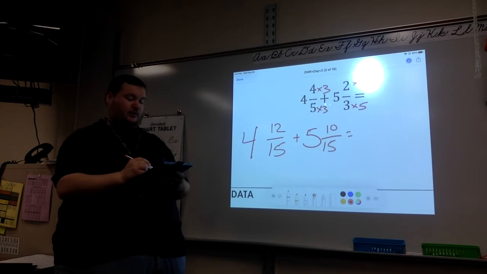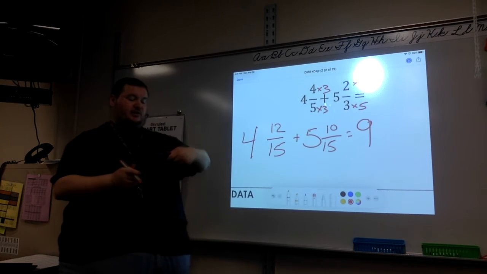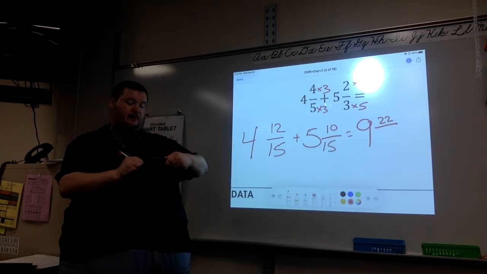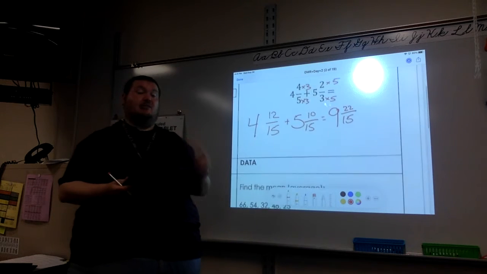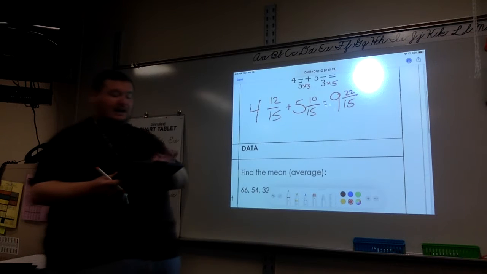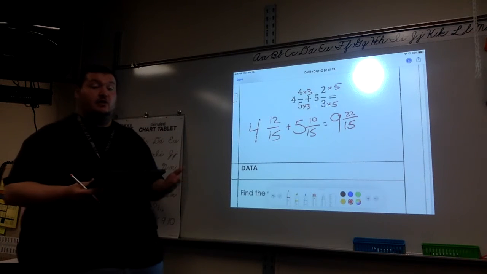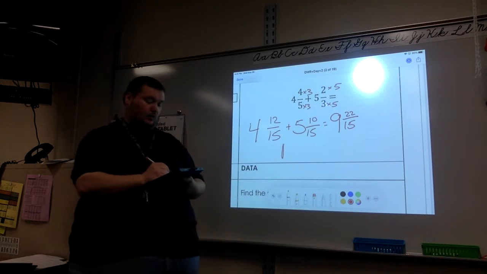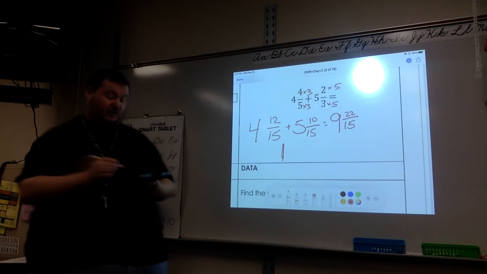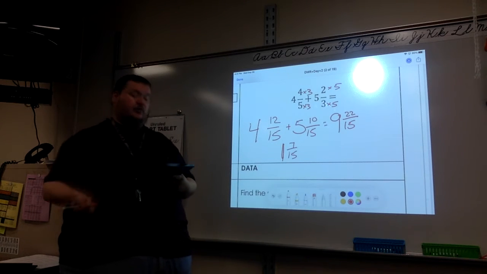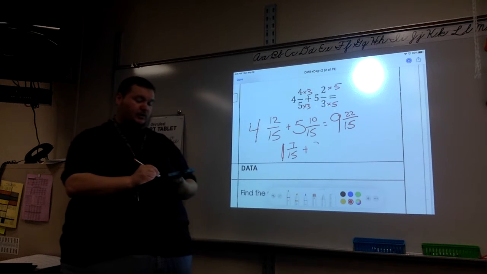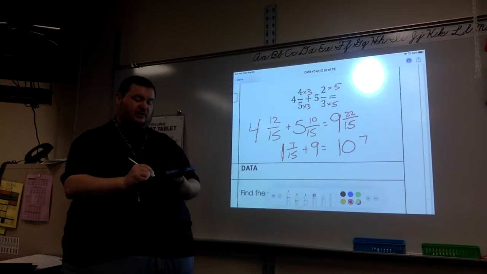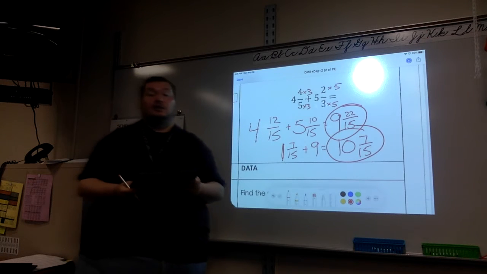Whole numbers first. 4 plus 5 is 9. 12 plus 10 is 22 out of 15. That's your initial correct answer, but again, if I want to make that top-heavy fraction into a mixed fraction, I ask myself, how many times can 15 go into 22? It's once. There are 7 left over. So 22 over 15 is the same as 1 and 7/15. We'll add that to the whole number 9, and our answer can also be 10 and 7/15. Either one of these I'll accept as the correct answer.